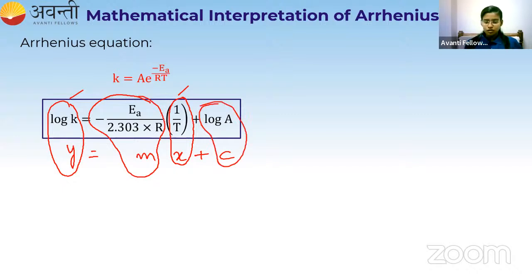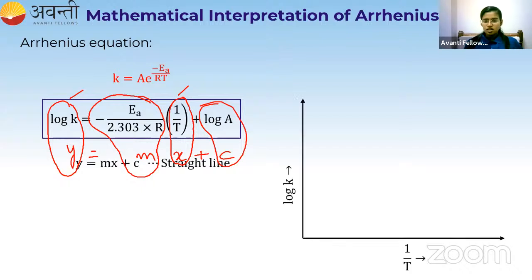Shall we draw a graph for this? You see here, log K is the y-axis and 1 by T, x-axis. So what about the slope? Is it negative or positive?